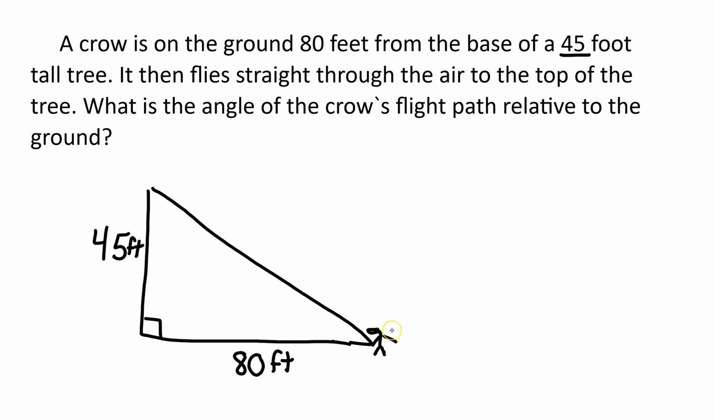Okay, then it says it flies straight through the air to the top of the tree. So its flight path is the hypotenuse of this triangle. It says, what is the angle of the crow's flight path relative to the ground? So we have to look which one of these two angles, this one up here or this one here, is relative to the ground. It's going to be this one that makes an angle with the ground. So this is what we're looking for. So if we're looking for an angle, we know that we're going to use inverse trig. Keep that in mind. Anytime you're looking for the angle, you're using those inverse functions.